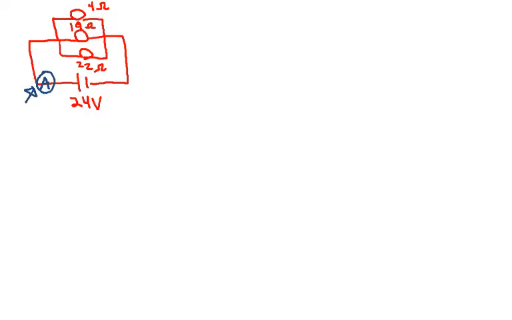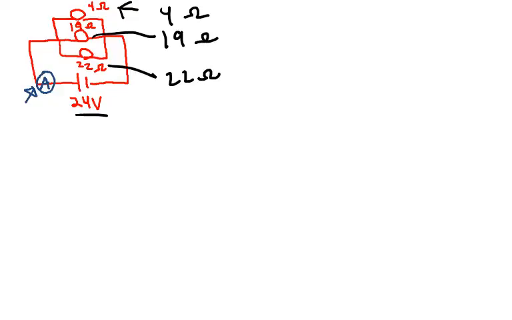This is a parallel circuit. The top one is 4, the middle one is 19, and the bottom one is 22 ohms. And the 24 volt cell, we want to find the overall current. And then we want to find the current in each one. So see if you can remember how to do that.